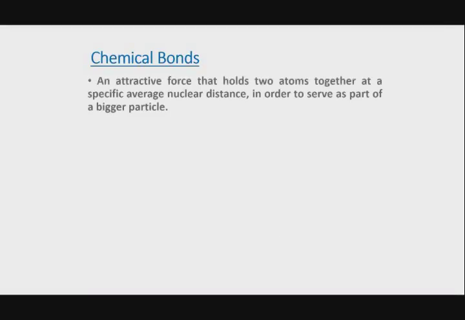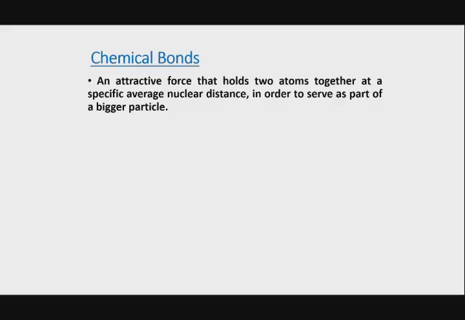So what are chemical bonds? Chemical bonds are attractive forces that hold atoms together at a very specific average distance between the nuclei in order to serve as part of a unit. So then this group serves as one piece, one unit, one particle, a bigger particle.